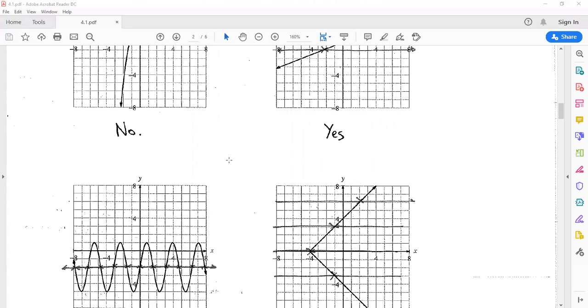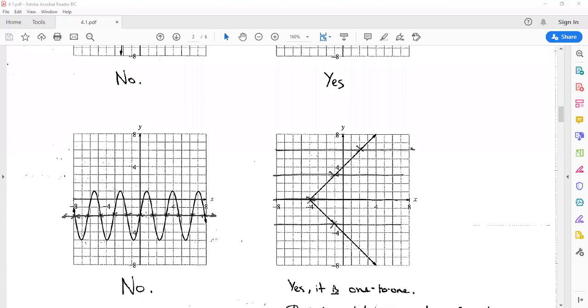Okay, I think the next one's going to be a non-example down here. Oh, right, yeah. This one's definitely a non-example. Look at this horizontal line here that crosses through this graph so many times, right? So this one is clearly not one-to-one. And then this last one's worth looking at for sort of 2 reasons.